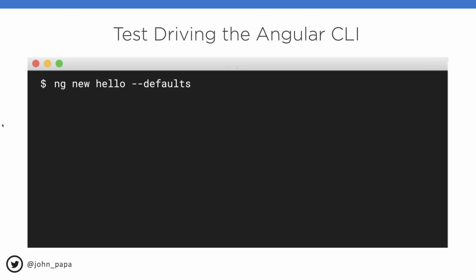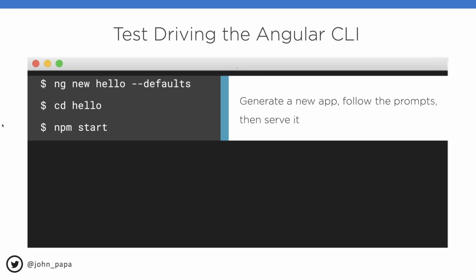What this does is it sets up a brand new app. ng is the Angular CLI. We're saying run the CLI, create a new app called hello, and we're passing parameters and saying just use the default settings. Then once it creates that, we can cd into that folder, and then we can run the app and serve it right inside of our browser by running npm start.